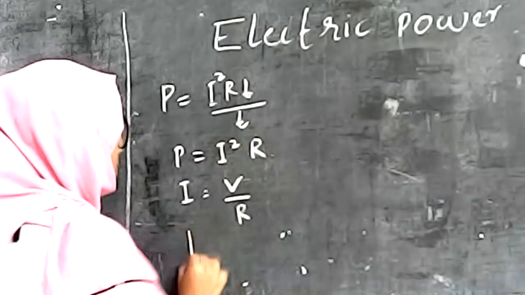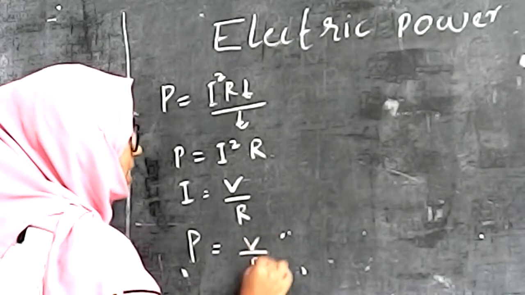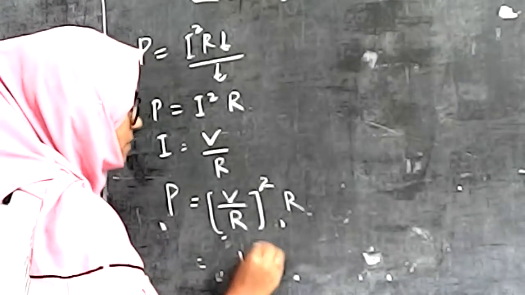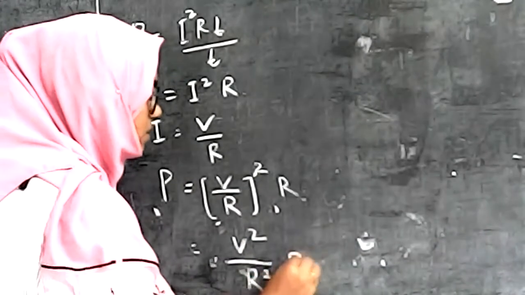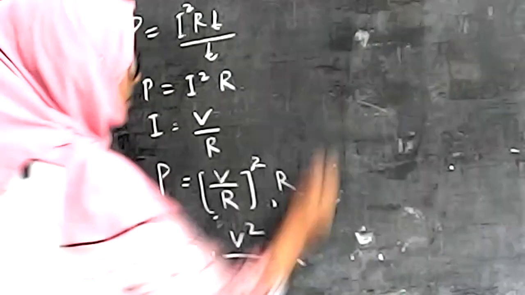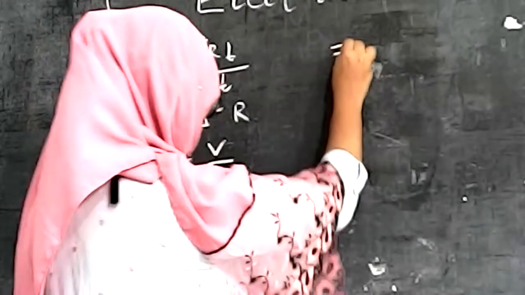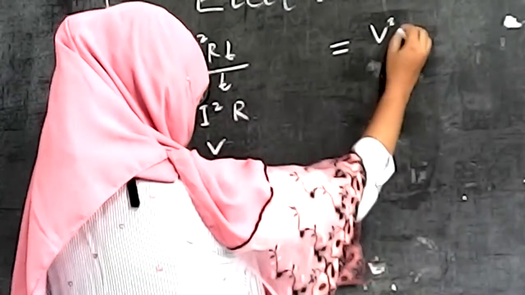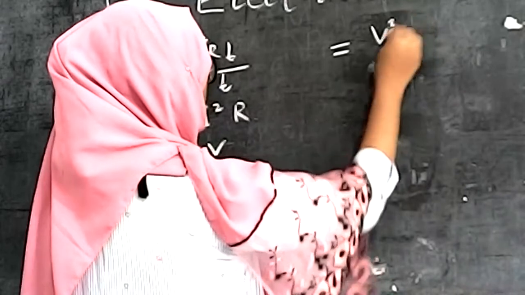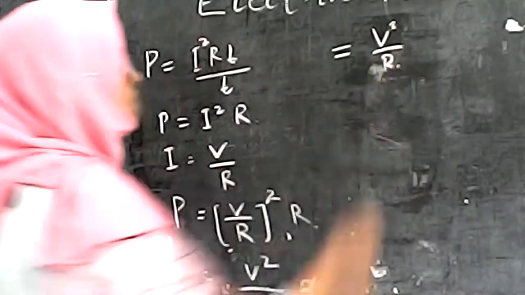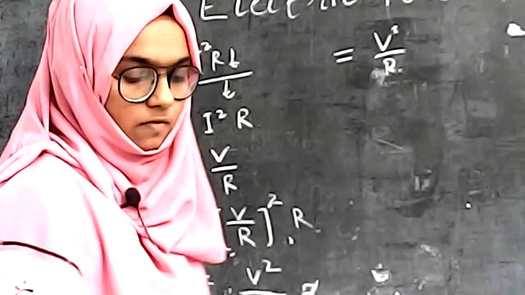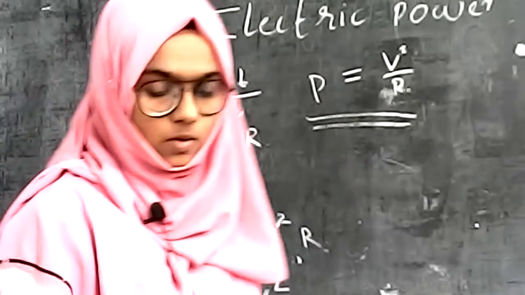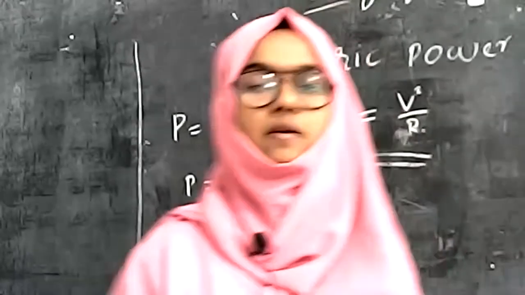Putting this equation into P is equal to (V by R) whole square into R. V square by R square into R. From here we got V square by R. So P is equal to V square by R. This is the equation of power.